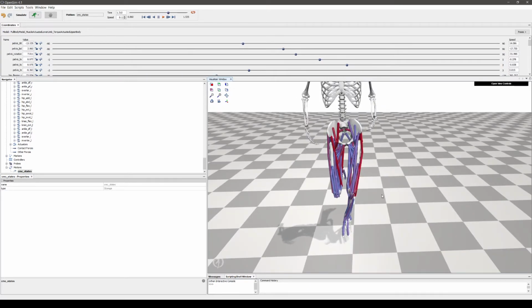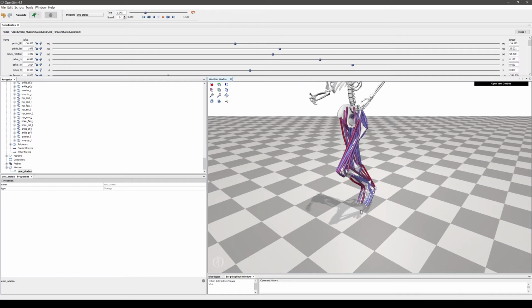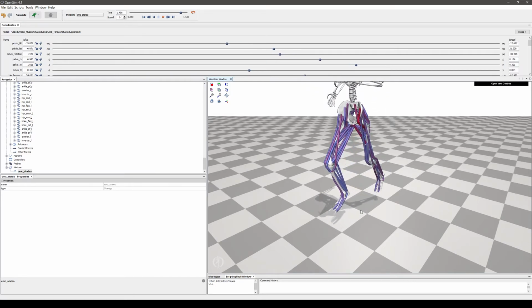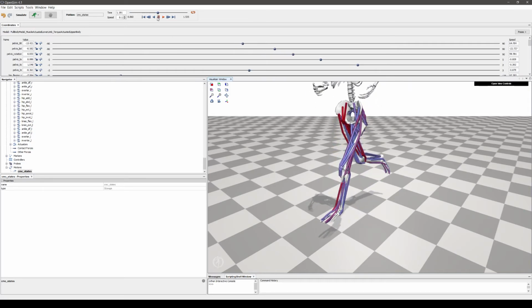So even though we've covered a good bit of fairly heavy and difficult material this week, hopefully you can see that it comes together in a very cool way to help us understand sports and rehabilitation movements that we might care about.